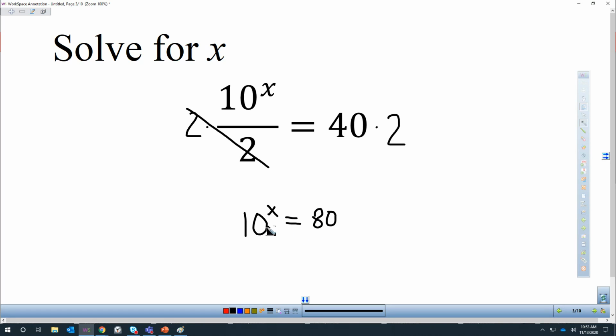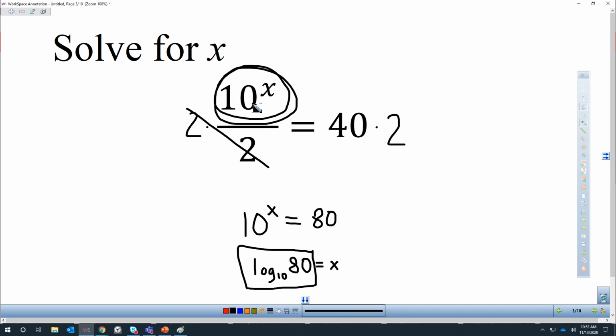And then from there, I'm able to rewrite it using my logs. So I can say this is log base 10 of 80 equals x. And that I can just type in my calculator and figure out. I think that ends up being 1.903 or something like that. But the idea here, we're trying to get this 10 to the x by itself so that it's equal to a number, and then I'm able to rearrange stuff into my log format. Okay, so basically just doing things to get 10 to the x by itself.